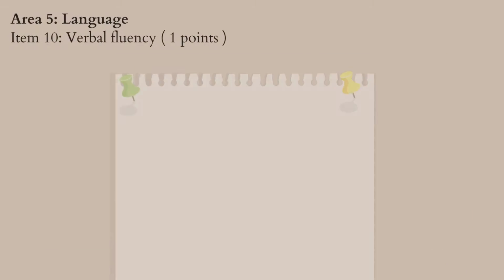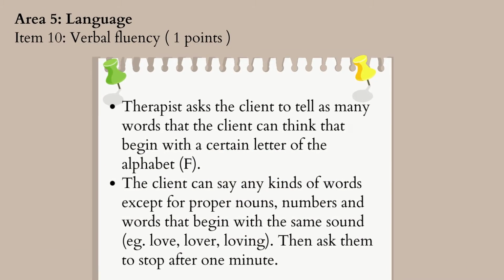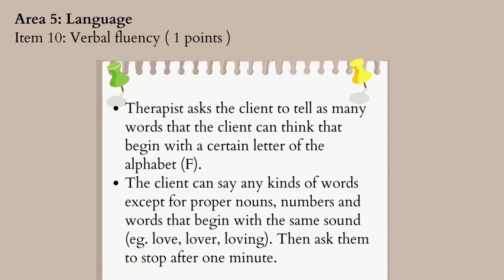Okay. The item number 10 is verbal fluency that has only 1 point. In this item, the therapist will ask the client to tell as many words that the client can think that begin with a certain letter of the alphabet F. The client can say any kinds of words except for proper nouns, numbers and words that begin with the same sound such as love, lover and loving. Then, the therapist will ask the client to stop after 1 minute.